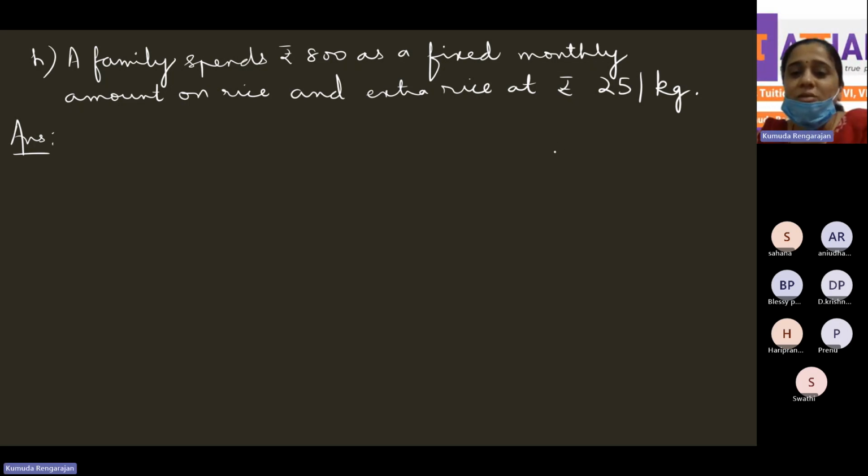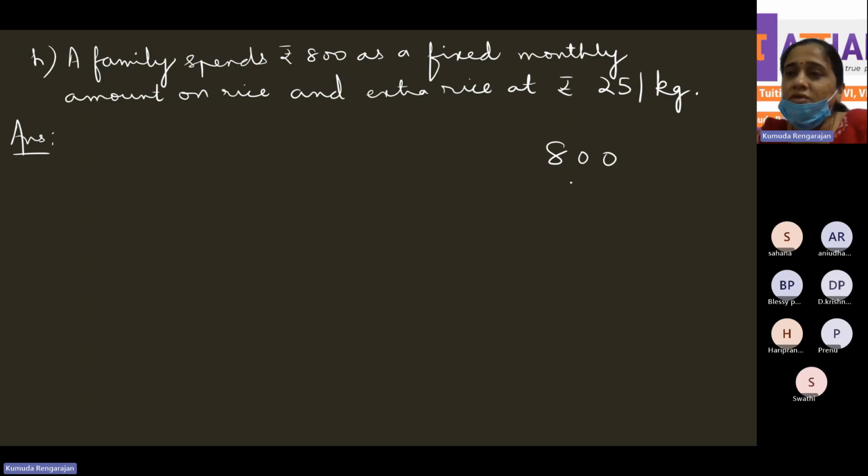Because now every month you have to spend 800 on rice. That's fixed. Now in a particular month, if you need 3 kgs extra, you will spend 3 into 25. In another month you might need whatever, 5 kgs extra. You don't know. That's why X. How much extra you need, we don't know. That's why X. Variables are used when you don't know the fixed value. If you know it is 5 kgs, it's a constant. You will not use a variable. You use a variable because you don't know how much extra you need. So let that extra quantity you need be X.